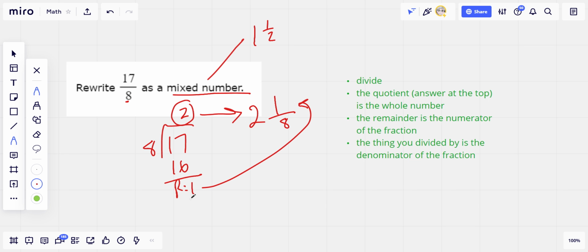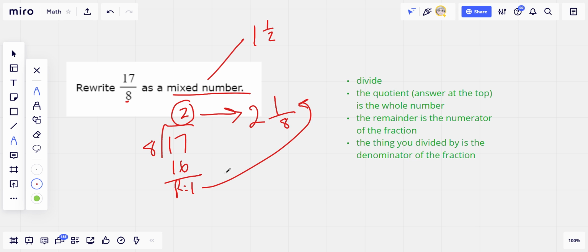Now doing this division and getting the remainder to find the numerator of the fraction part, that always works. You may get so good at this you can kind of do it in your head. You might ask yourself, how many 8s are there in 17? And you'd say, well, I can fit 2 in there, 16 with 1 left over. That's 2 and 1/8. So if that works for you, go ahead and do it. If that's a little confusing, try the division and remainder method.